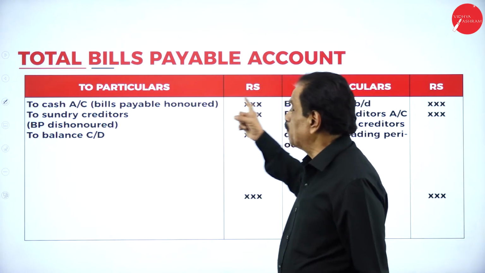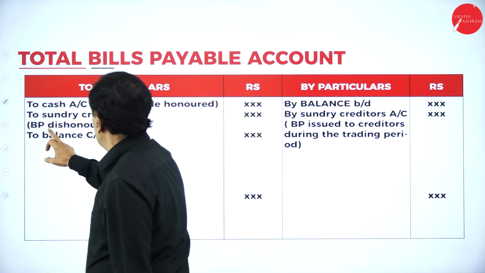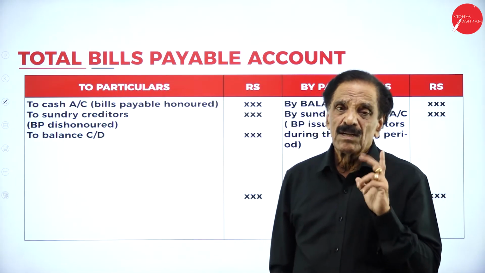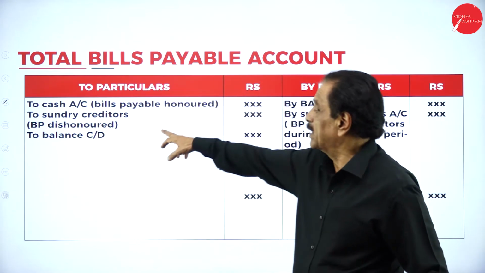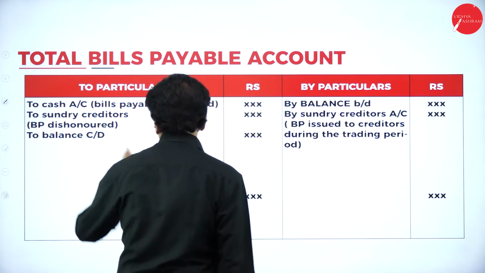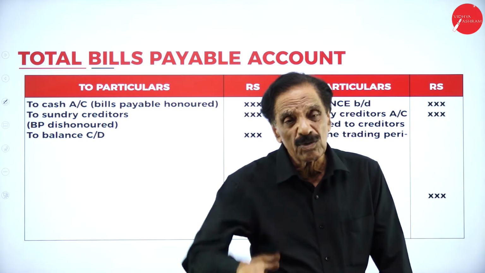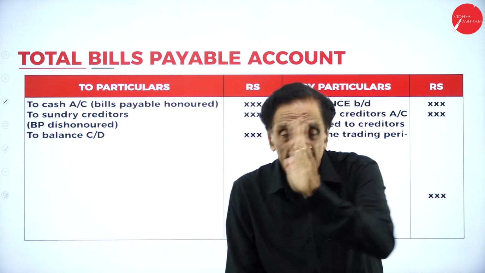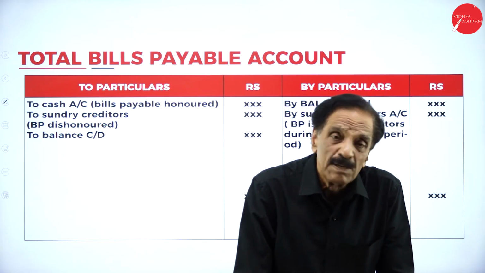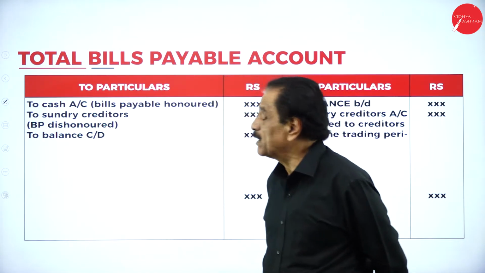To cash, BP honored. To sundry creditor, BP dishonored. To cash, paid to BP. To creditor, BP dishonored. Here BP issued, here BP dishonored. Same thing in your debtor account: by BR honored, debit side to sundry debtor, BR dishonored. Same opposite entry: by BP issued during the year, debit side to sundry creditor, BP dishonored.